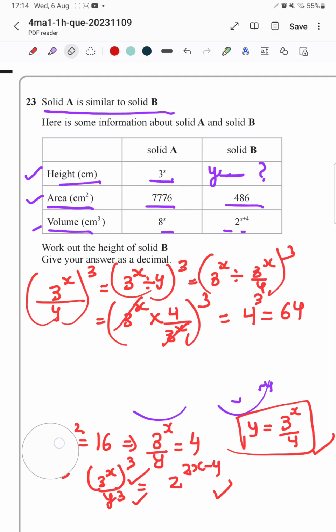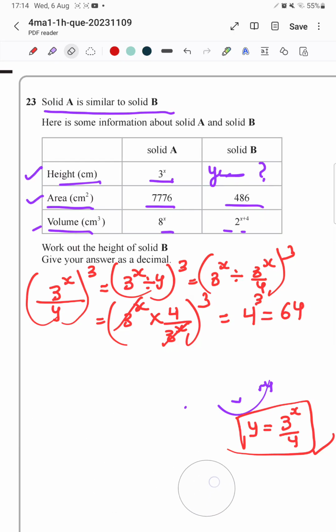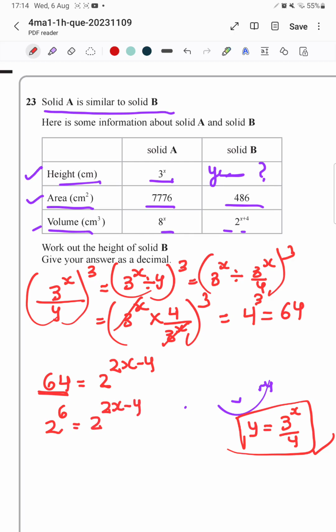So from here it is very easy to say that 64 is equivalent to 2 to the power of 2x minus 4. And here this 64 can also be represented as a power of 2, which is 2 to the power of 6, and that is equal to 2 to the power of 2x minus 4. So I can say 2x minus 4 is 6, 2x is equal to 6 plus 4, which is 10, so x is equal to 5.